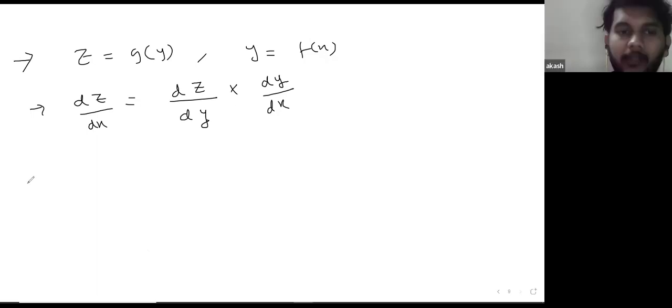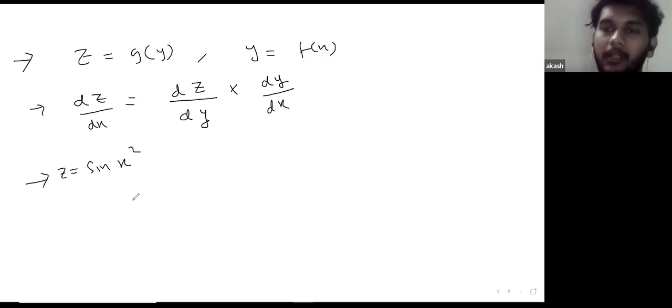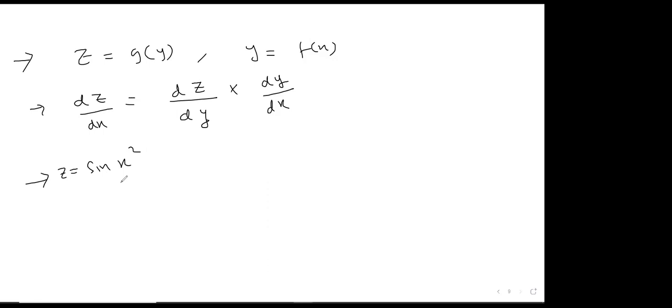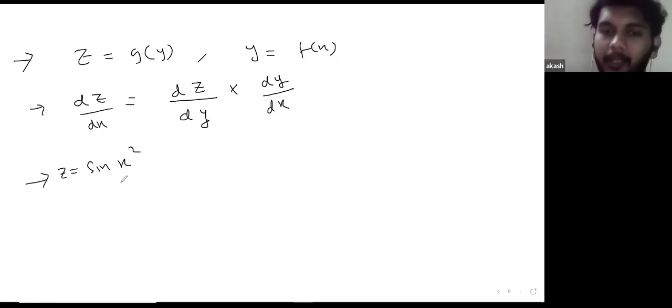All right, so suppose we have an example, sine of x square. z equals sine of x square. Now we know the differentiation of sine x, and we know the differentiation of x square. But in this question, they have written sine of x square. They are not multiplied. Sine of x square means x square is the input of the sine function.